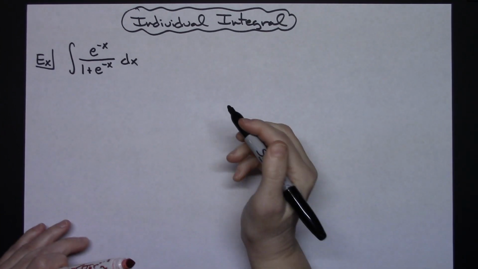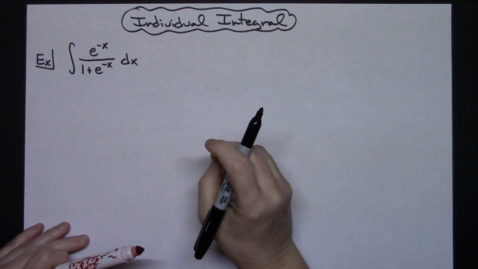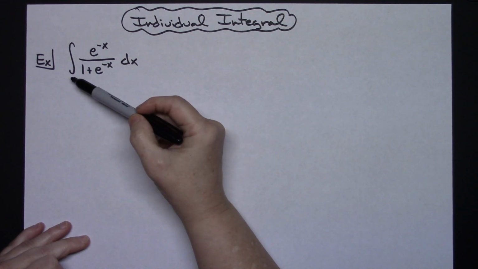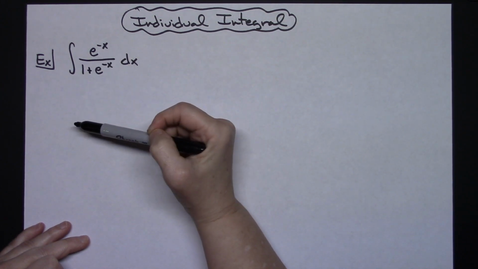In this video I'm going to be working out an individual integral. It's going to be a straightforward u-substitution, which would typically be found in a Calc 1 class. Alright, so let's take a look at the integral of e to the negative x all over 1 plus e to the negative x dx.